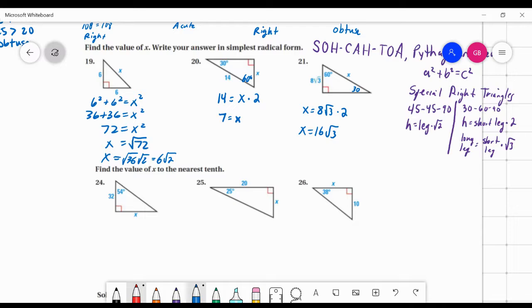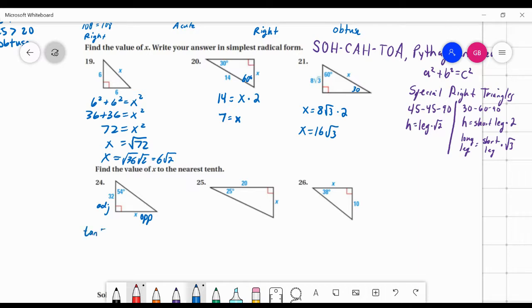Okay, next. Again, we're finding the value of x here. This time our angle is 54 degrees. So we cannot use special right triangles anymore. Now we have to use trigonometry, SOHCAHTOA. Okay, so we need to figure out how these side lengths are related to the angle. X is opposite of 54. 32 is adjacent to. So the trig ratio that uses opposite and adjacent would be the tangent.